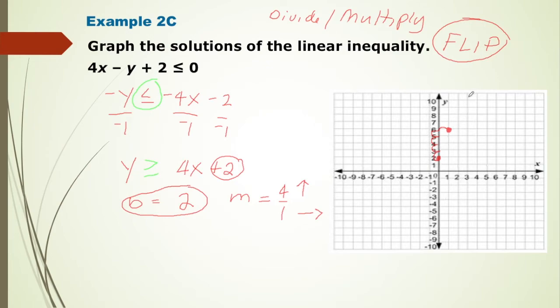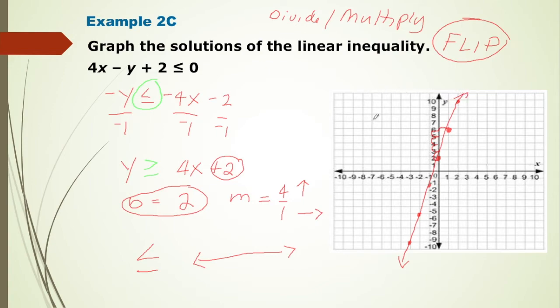And after you plot those points, we have to decide which line we are supposed to use. Since we use less than or equal to, then a solid line will be your boundary line. So let us count. 1, 2, 3, 4, and then 1. Let us connect these points using a solid line.